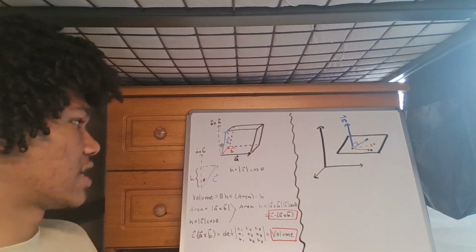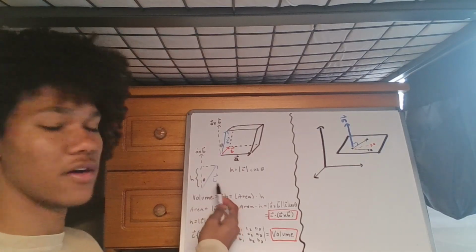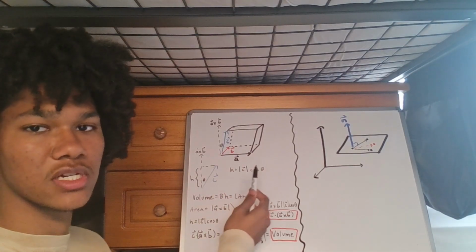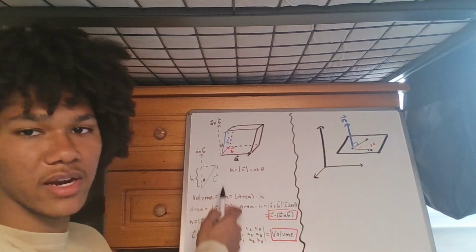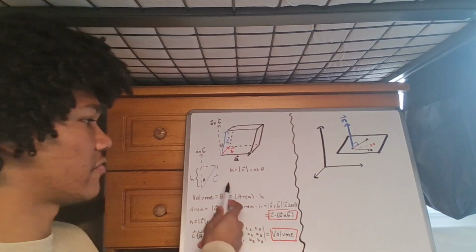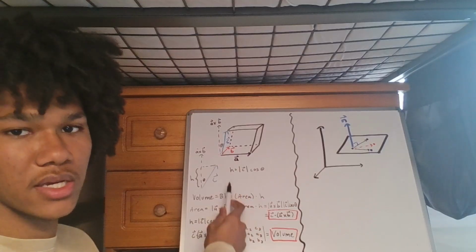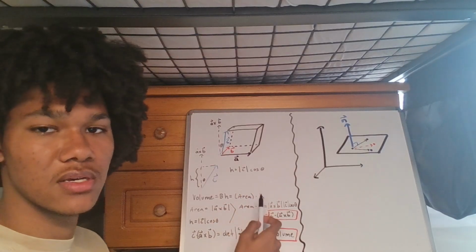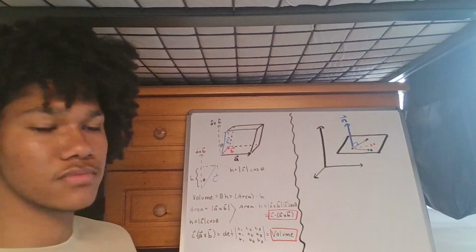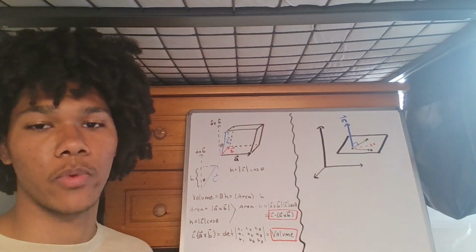So what I'm going to do is I just take the cosine of the angle theta, which is going to be h divided by the magnitude of C. And rearranging that equation, we get h is equal to the magnitude of C times the cosine of theta. Now we have what we're looking for.